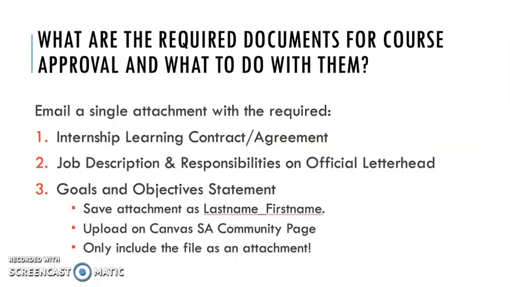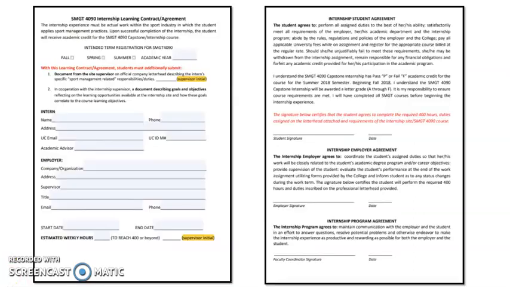So the required documents for this course are the learning contract, your job description or internship description with the responsibilities that you will be doing on official letterhead, and then your own goals and objective statement. And what those look like are these.